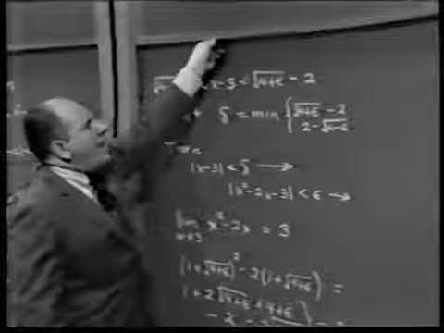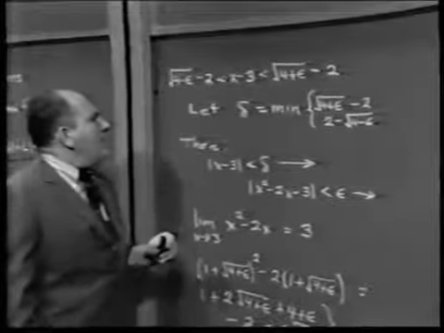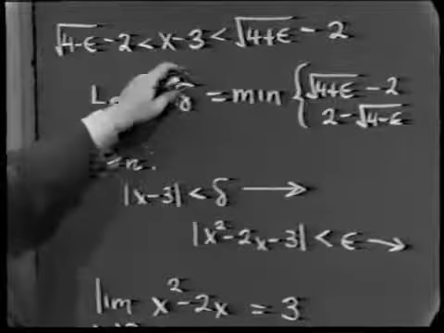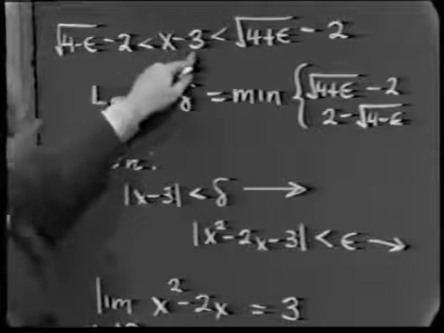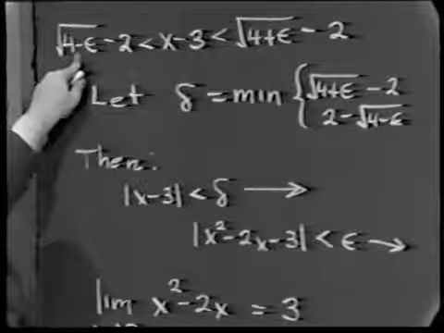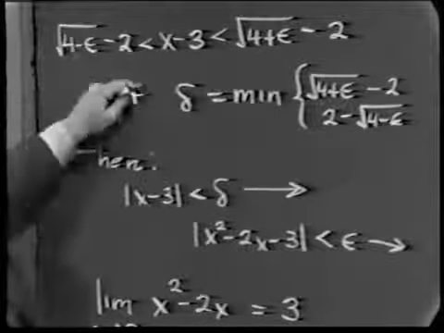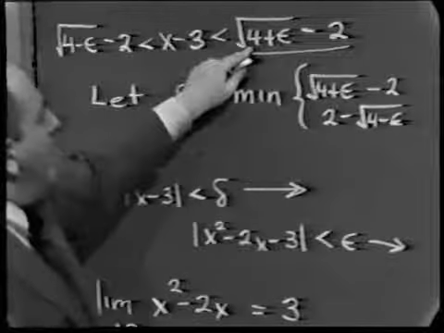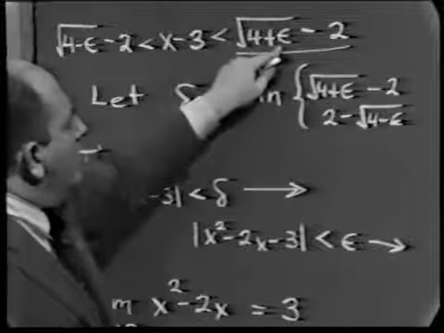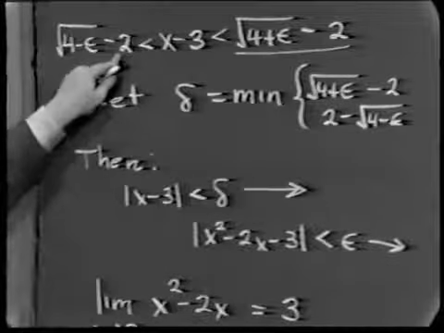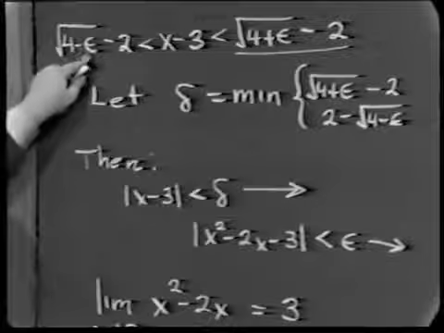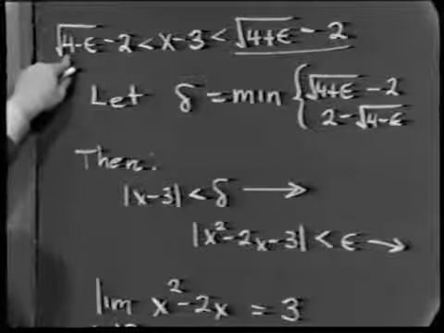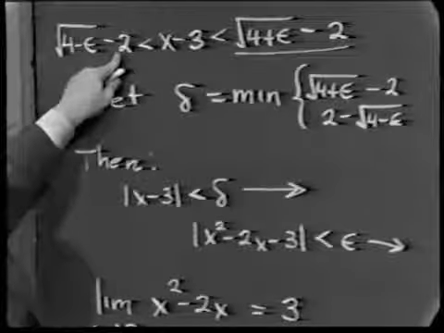You see, we didn't want to find where x was. We wanted to see where x minus 3 had to be. In other words, we're trying to find the delta. We know that x minus 3 is between these two extremes here. Consequently, and here's the place we have to be a little bit careful, this, of course, is a positive number because this is more than 2. This, on the other hand, is a negative number, because 4 minus epsilon is less than 4, so its square root is less than 2. So if I subtract 2 from it, it's a negative number.